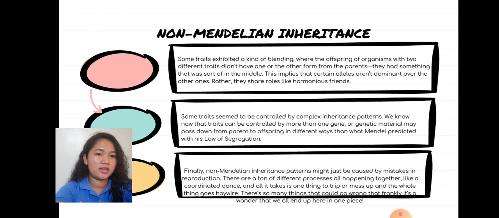Finally, non-Mendelian inheritance patterns might just be caused by mistakes in reproduction. There are a ton of different processes all happening together, like a coordinated dance, and all it takes is one thing to trip or mess up, and the whole thing goes haywire. There are so many things that could go wrong that frankly it's a wonder that we all end up here in one piece.